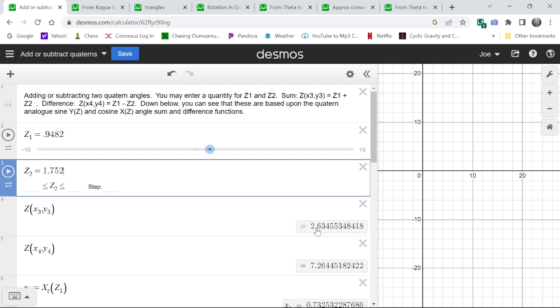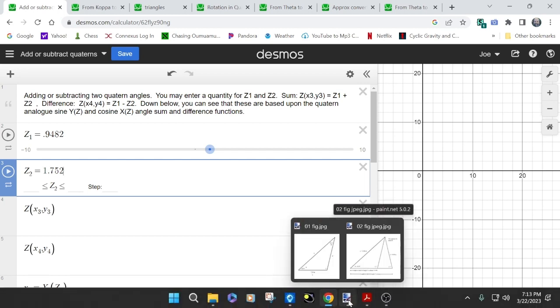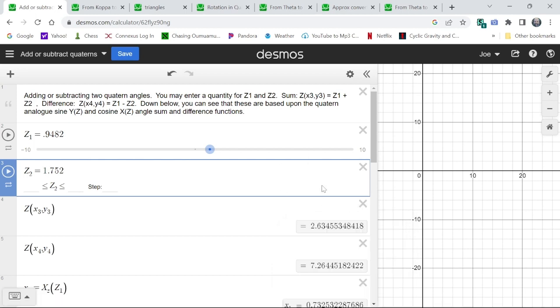2.63, yeah, rounding up, 2.635. So this is my angle B. Well, no, I'm sorry, I'm being a little hasty. This is adding angle A and angle C together.